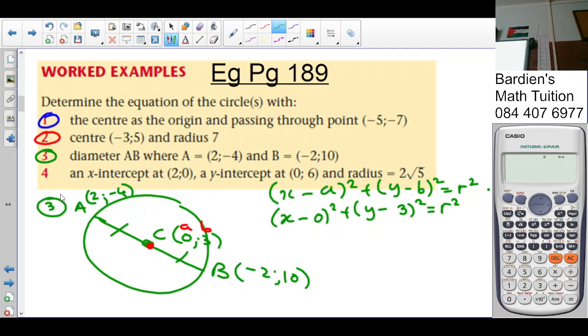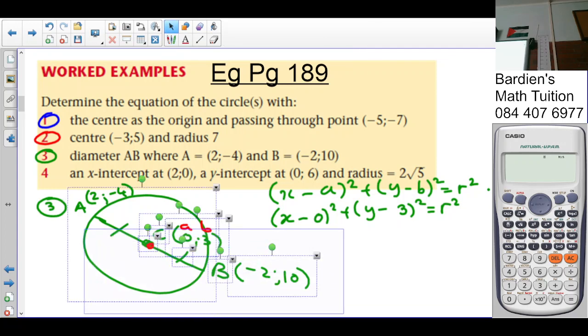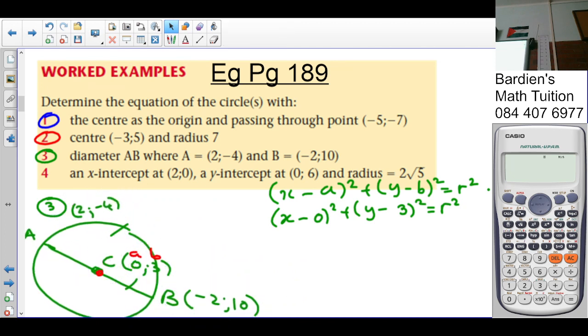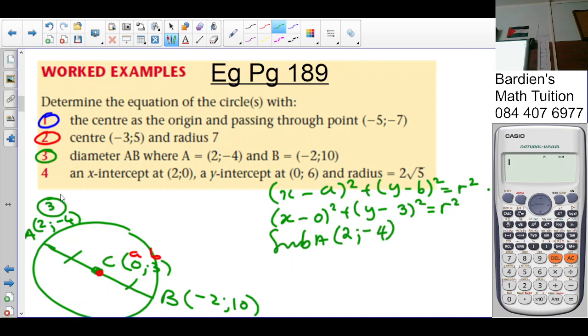So for this formula, what do I still need to determine? R. And how are we going to calculate R? By either substituting the coordinates of A, or the coordinates of B. One of the two. So which one do you want to substitute in? Let's substitute A. So you're going to get 2 and negative 4. Remember now, this is an X and a Y. If it's on the circumference of the circle, it's an X and a Y. If it's the center of the circle, it's your A and a B. Not so? Do the substitution quickly.